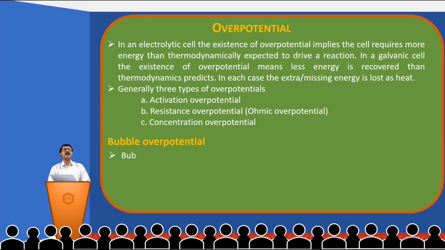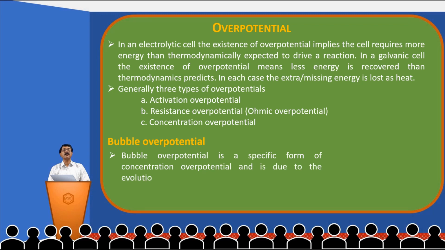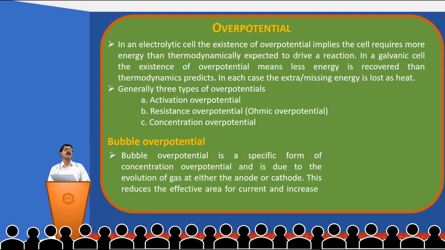It is a specific form of concentration overpotential and is due to the evolution of gas at either the anode or cathode. This evolution of gas reduces the effective area for current and increases the total current density. The figure simply shows formation of bubbles at an electrode.